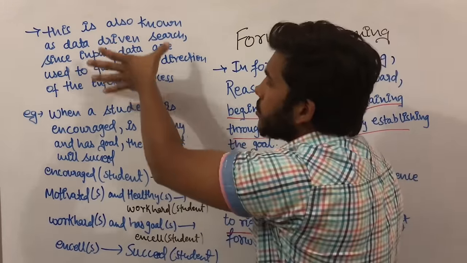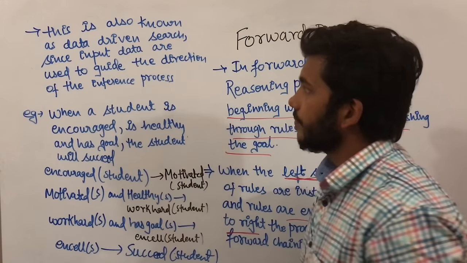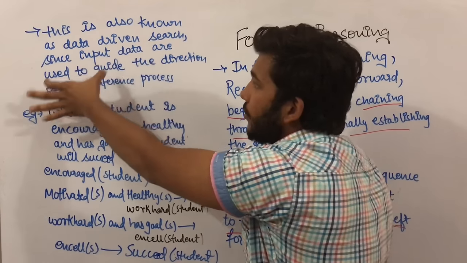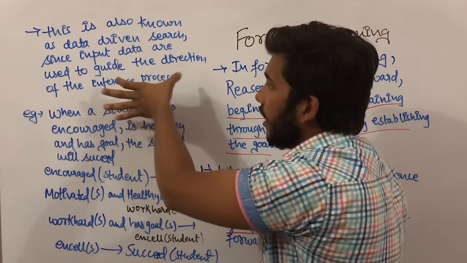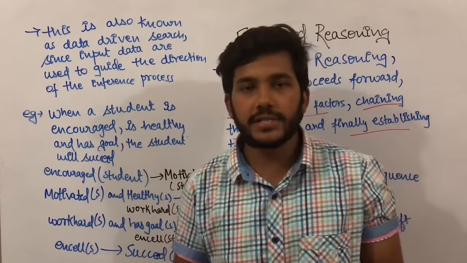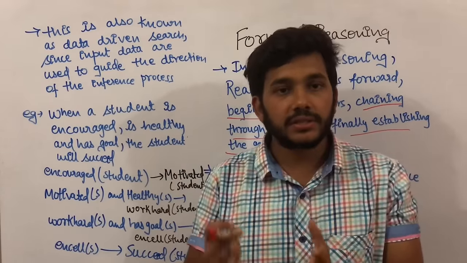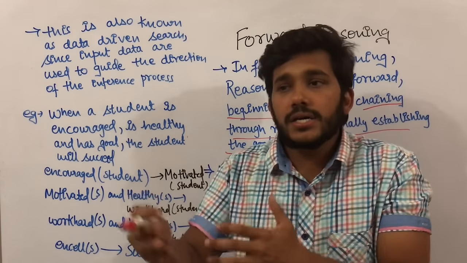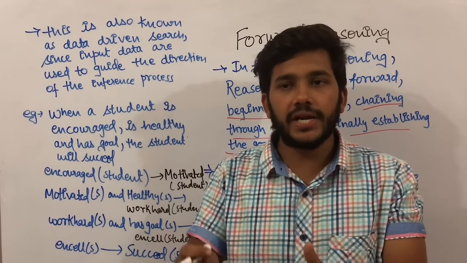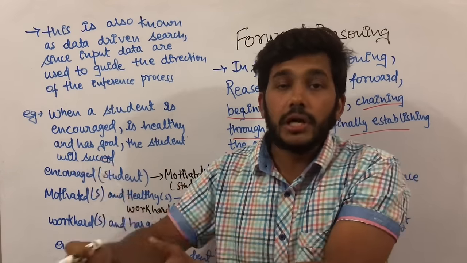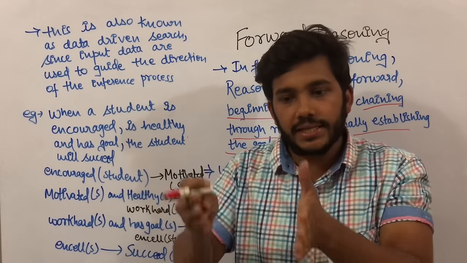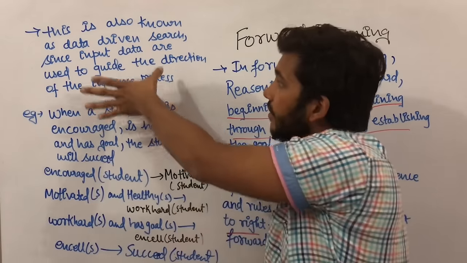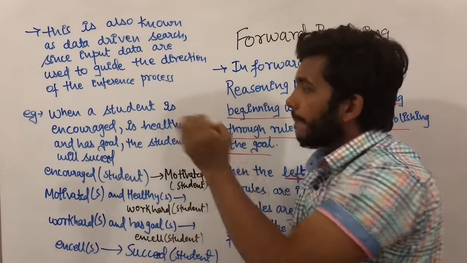Forward reasoning is also known as data-driven search. Why is it known as data-driven search? Since input data are used to guide the direction of the inference process. In forward reasoning, whatever inputs are given, we call those facts. First, these inputs will guide us in the direction, meaning the given input will guide what our final goal is. After linking these inputs as facts with the rules and chaining, we proceed forward to our goal.